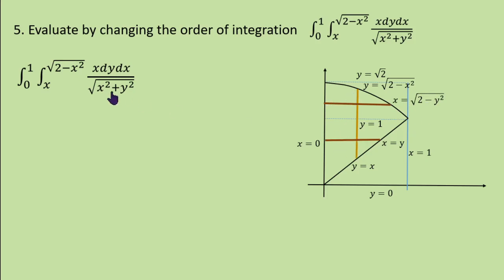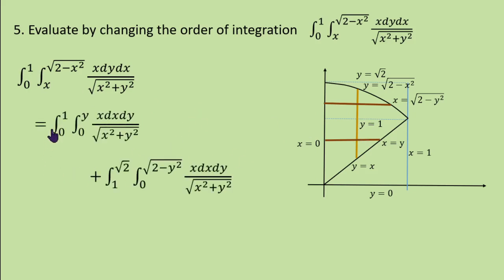So you split this area into 2 parts when you change the order of integration. The first one is y varies from 0 to 1, and for each y, x from 0 to y. The second one is y from 1 to root 2, and x from 0 to root of 2 minus y square. And how do we integrate this with respect to x? x dx by root of x square plus y square.